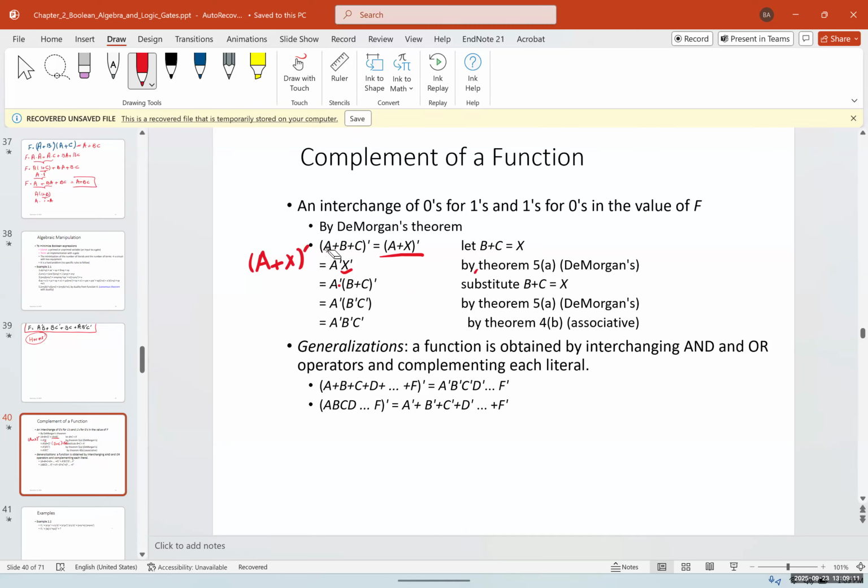Let me write it somewhere else. So (b plus c) prime, both of them are in the parentheses, and the prime is on both of them. Sometimes we write it like this. Sometimes we can write it like having a bar on the top as well. Both of them are the same. This would be equal to b bar c bar, or b prime c prime. So therefore, we have a prime times b prime c prime. Now with the associative law, we can get rid of the parentheses, and we would have a prime b prime c prime.